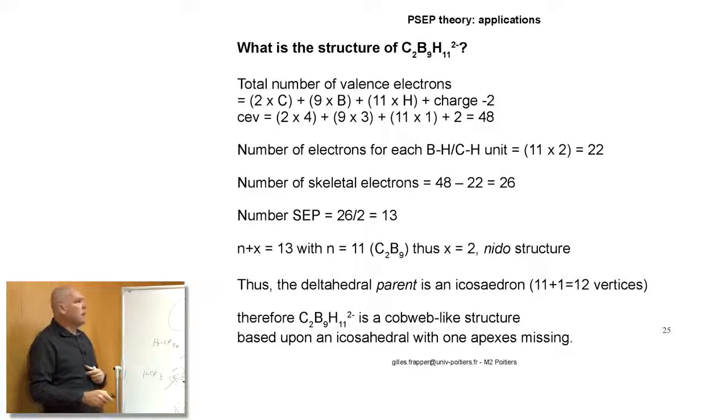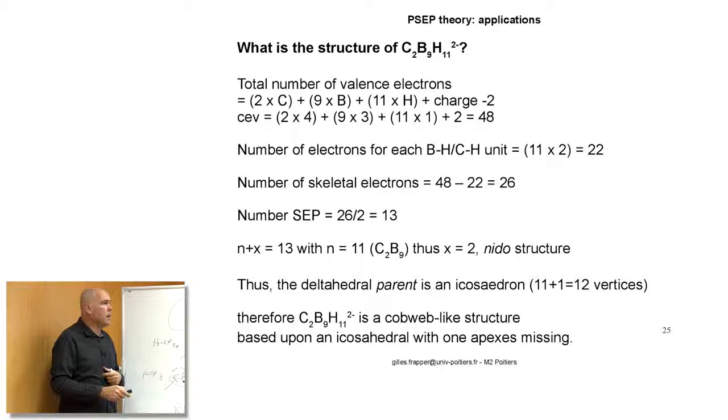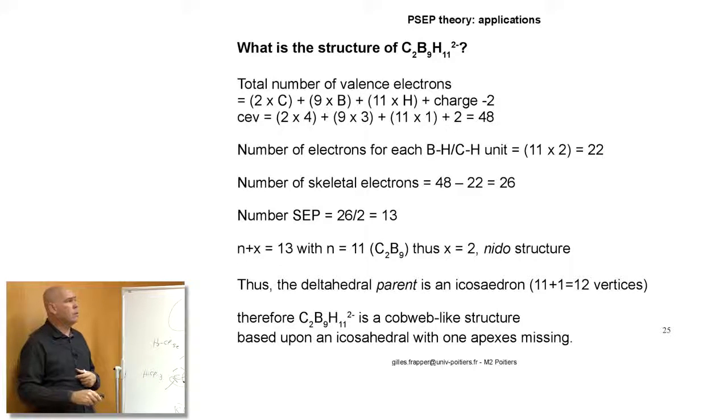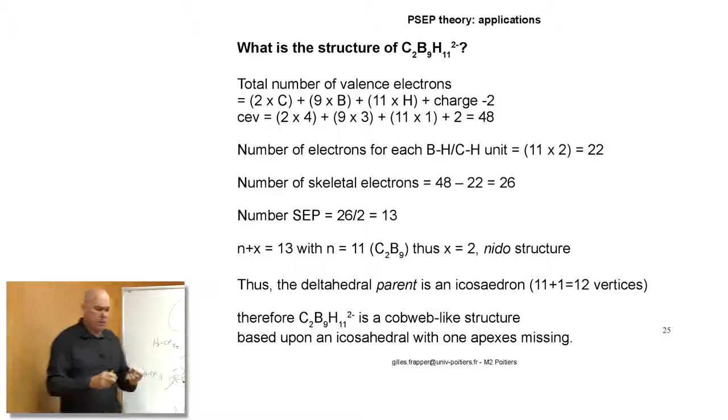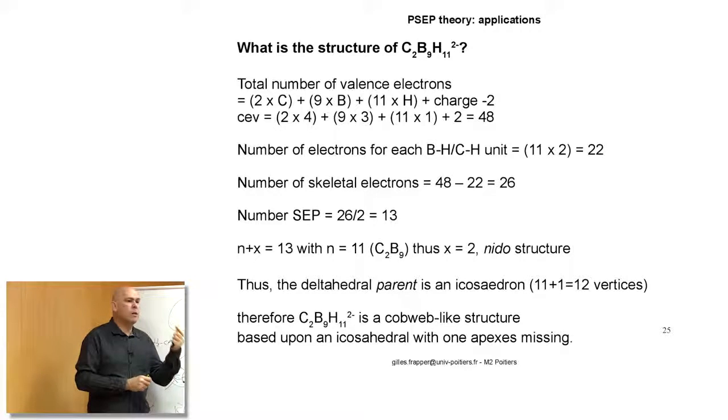So I do again this cluster. You remember C2B9H11 2-. First, I count the total number of electrons. The total number of electrons is 48. We did already that, okay? 48. After, you count the number of electrons for each BH and CH unit. You have formally 11 CH or BH units, as you can see here. You consider that each bond is described by 2 electrons. So you have 11 times 2, so 22 electrons.